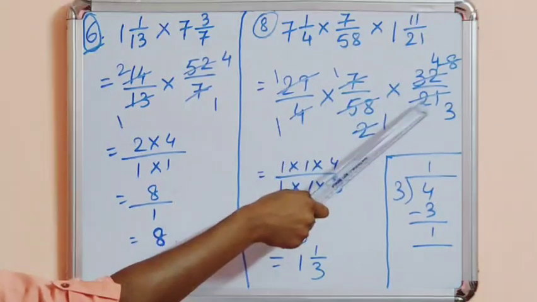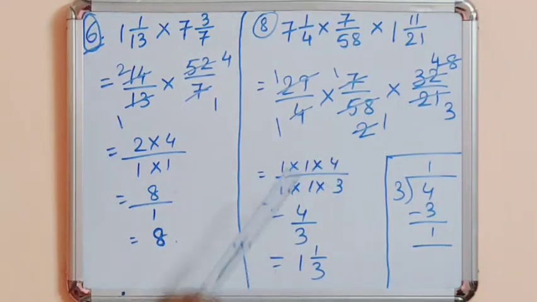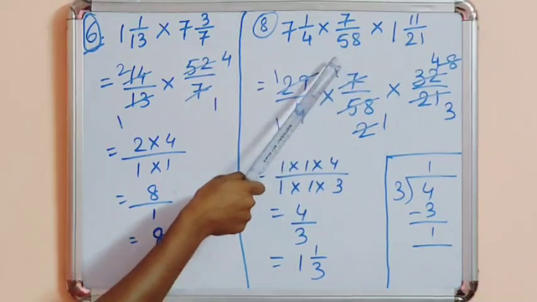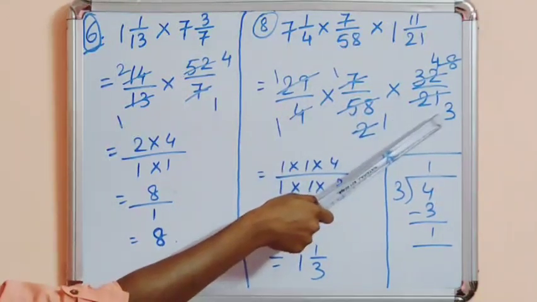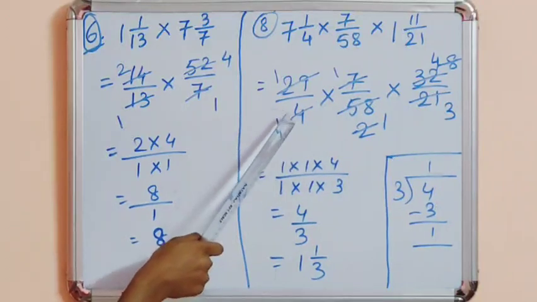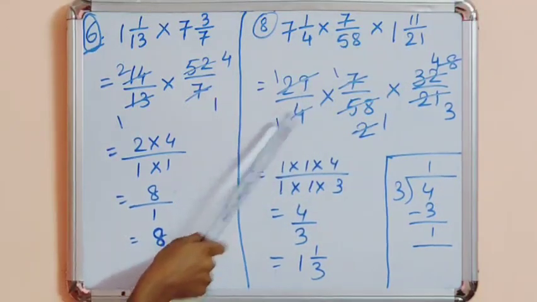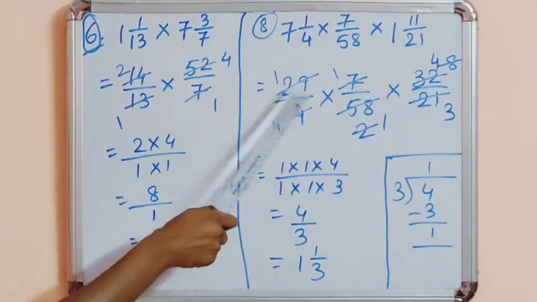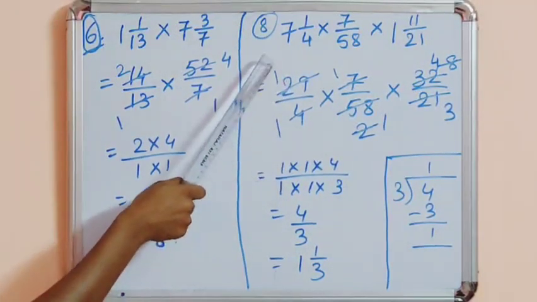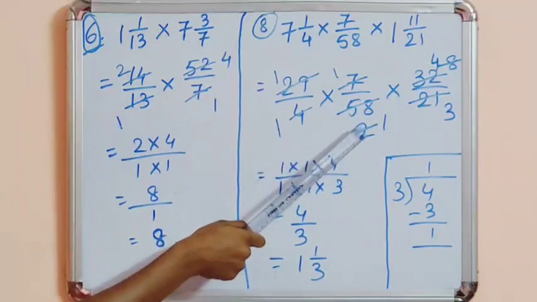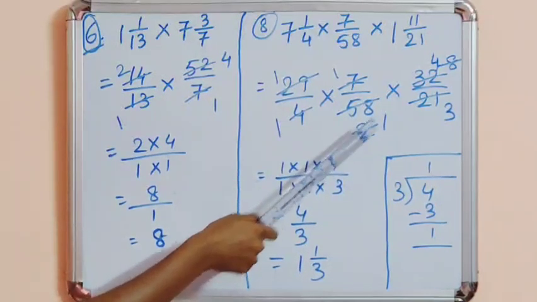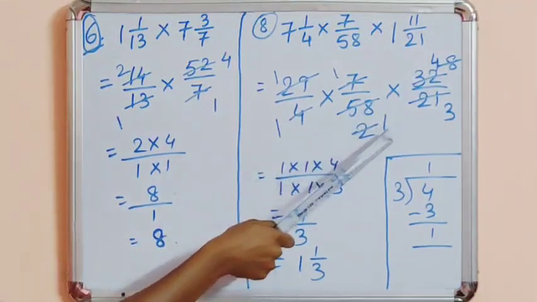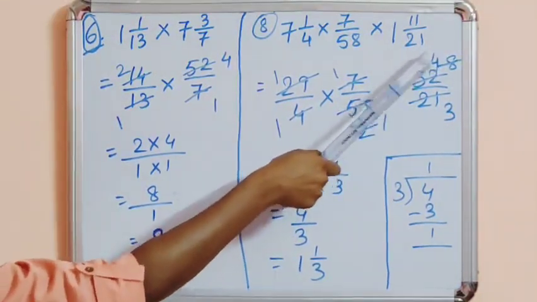So 32 by 21. Now you can see this 7 and 21. You can cancel these two. 7 1s are 7. 7 3s are 21. In the same way, 4 and 32, 4 ones are 4 and 4 eights are 32. 29 and 58, 29 ones are 29 and 29 twos are 58. And then 2 and we are left with 8 here. So 2 and 8 can be cancelled. So 2 ones are 2 and 2 fours are 8.